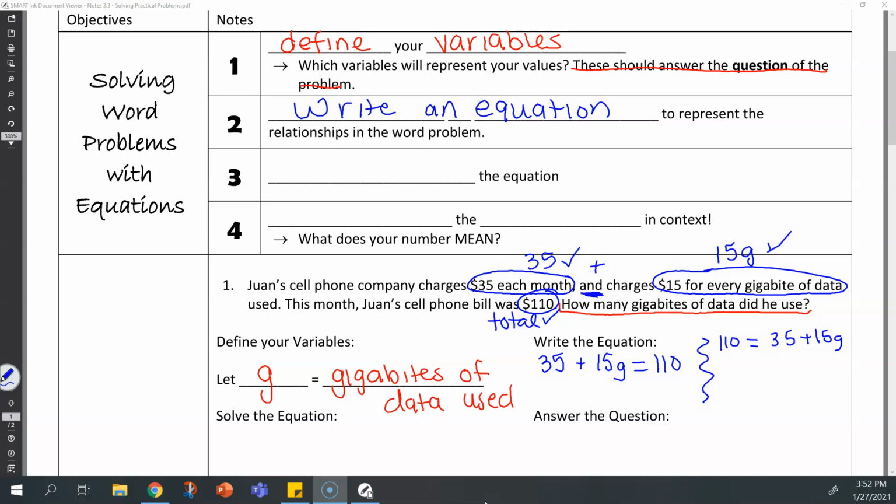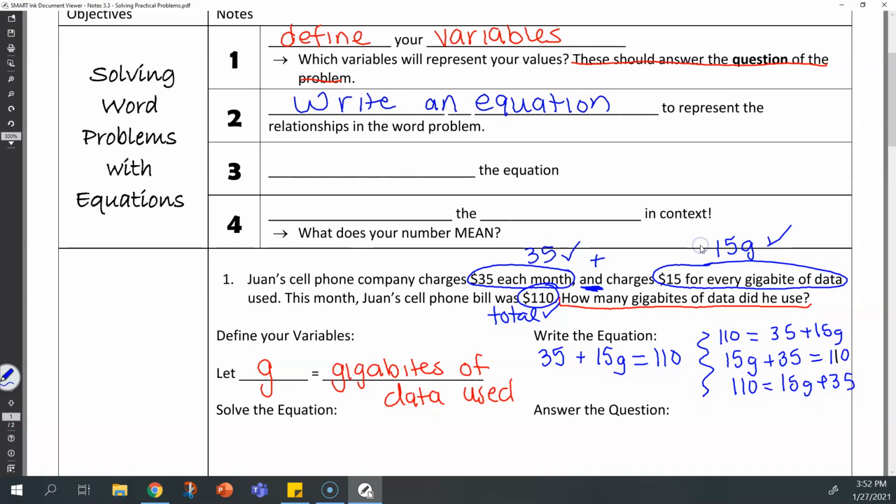If you would rather your variable term come first, 15G, and then you're going to add in the $35 that he has to pay every month, and then your 110 is going to be on the right side, that's fine. And if you even want to switch these and do 110 on this side, and then 15G plus 35, all of those represent the same thing. Okay, so while your equation may not look exactly the same as mine, most of it should still be the same.